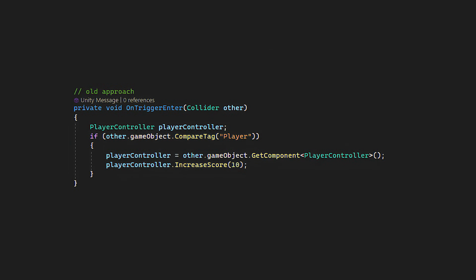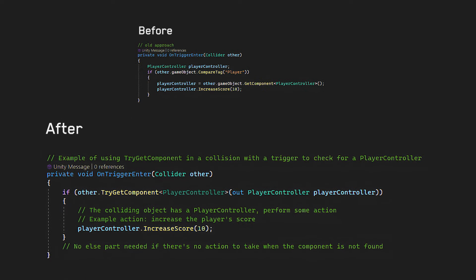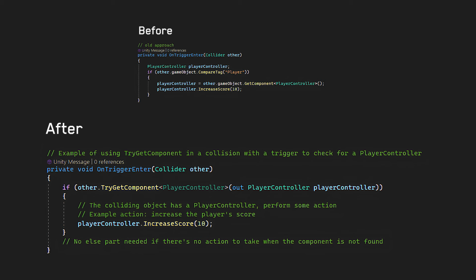Suppose you have a trigger, which is checking if the colliding object is player or not. You might usually use gameObject.compare tag, or you use the gameObject.name to get the reference of player, which can get a bit messy. Instead, try-get-component can streamline this. If the colliding object has a player-controller component attached, then you immediately know it's the player and can act accordingly. This not only cleans up your code, but also makes it more efficient.